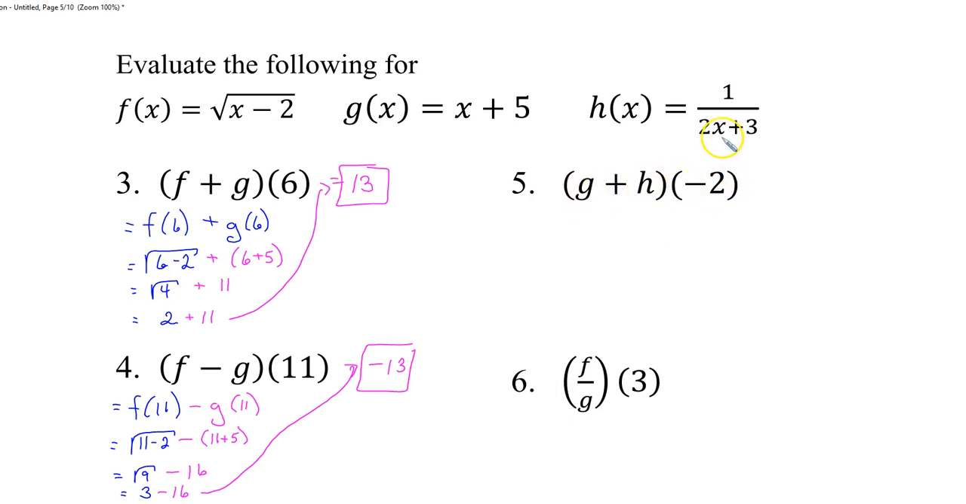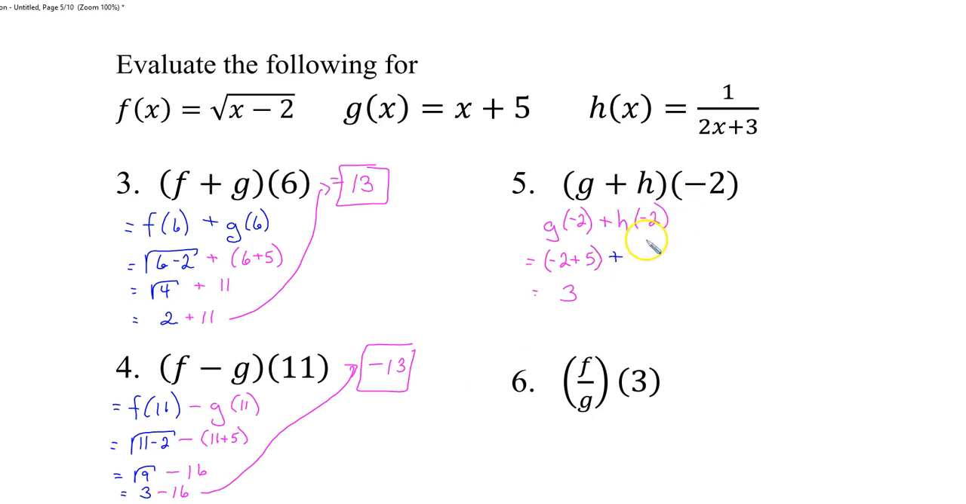All right, let's come over here and do g plus h of negative 2. So now we're going to use our function h. I know it's a fraction, but it's going to be fine. So this is going to be g of negative 2. And then we're going to add to that h of negative 2. It didn't change colors on me, so we'll change that in just a second. So this is going to be what happens when I put negative 2 in here. So I have negative 2 plus 5 is my g value. Negative 2 plus 5 is 3.